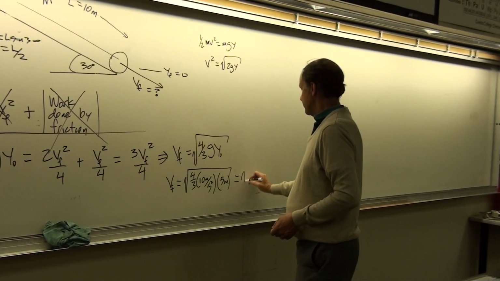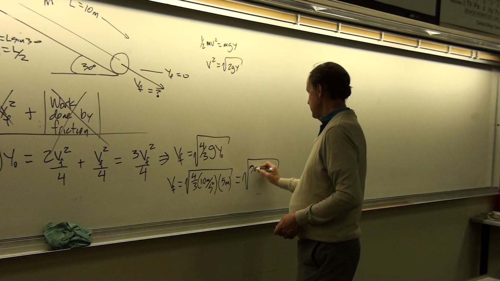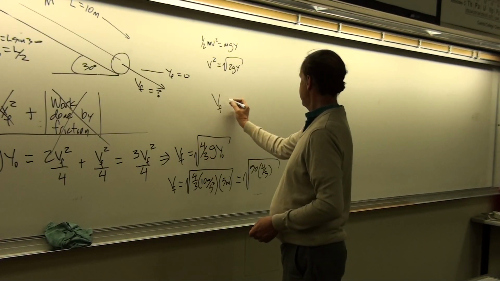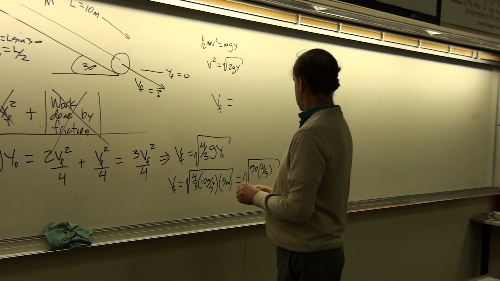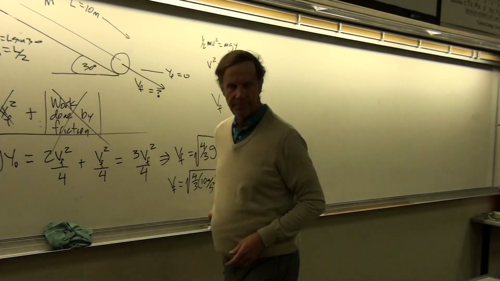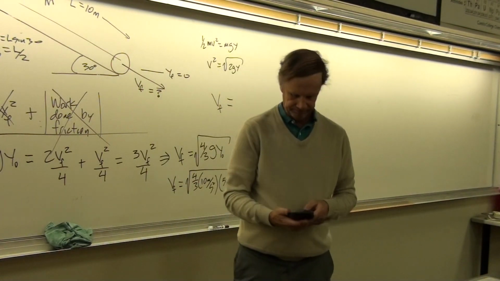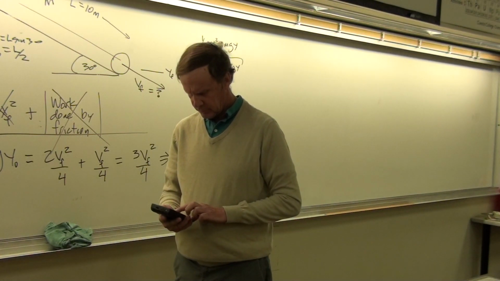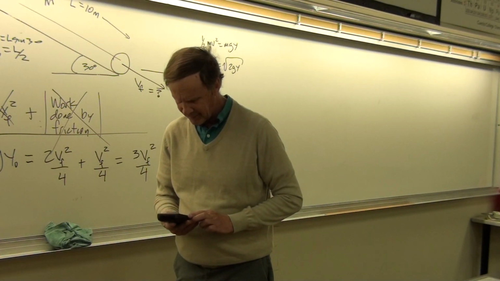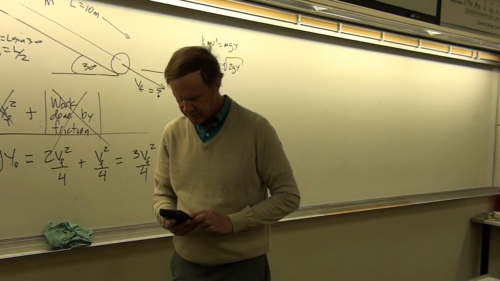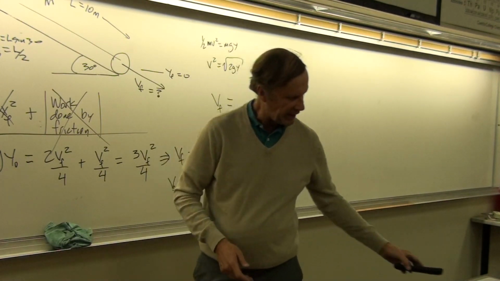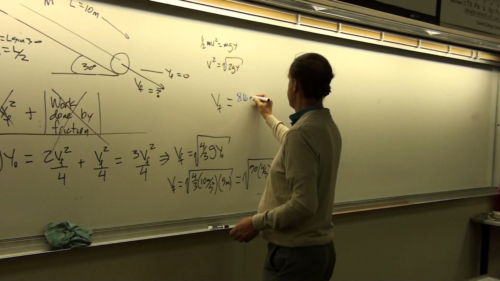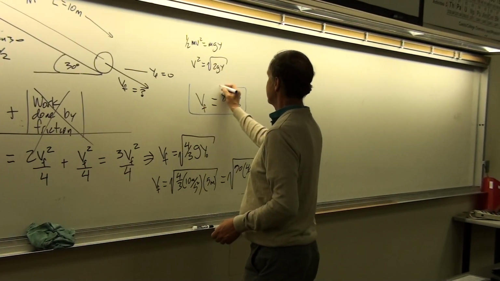Okay, so that would be the square root of 50 times 4/3. And so our final answer then for v final is the square root of 200 divided by 3, which is 8.16 meters per second. So that's our final velocity.